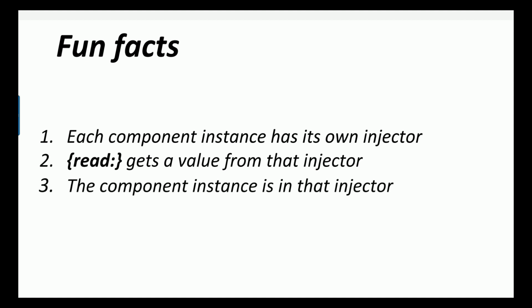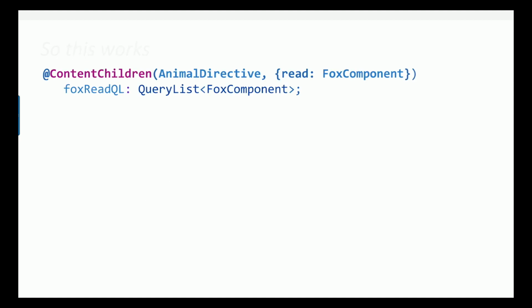Fun fact number three. Every time you instantiate a component, every time you create a fox, a dog, a cat, a Viking, a rock, anything, Angular automatically puts it in the component's own injector. So we ought to be able to read that, yeah? So this actually works. I should be able to take the directive, put the read parameter on there, ask for the fox component, and yo, there it is. I get it.